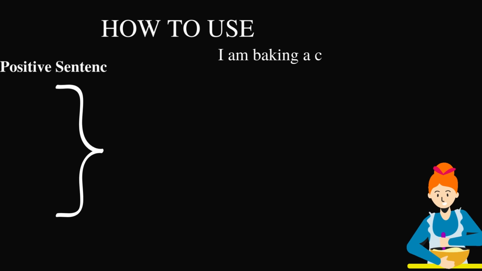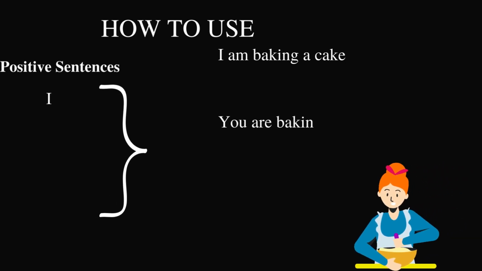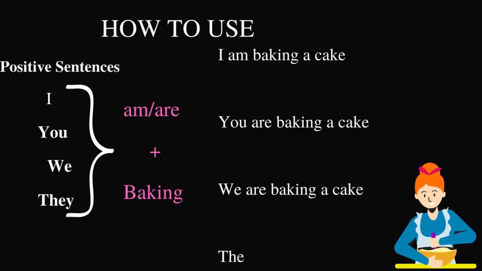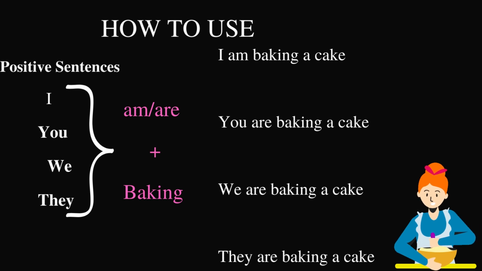Now let's have a look at how to use present continuous tense. For positive sentences with first person plural as subject, we use helping verbs am or are followed by present form of the verb ending in ing. Here I want to make it clear we use helping verb am only with I. With the rest of the persons plural we use are.